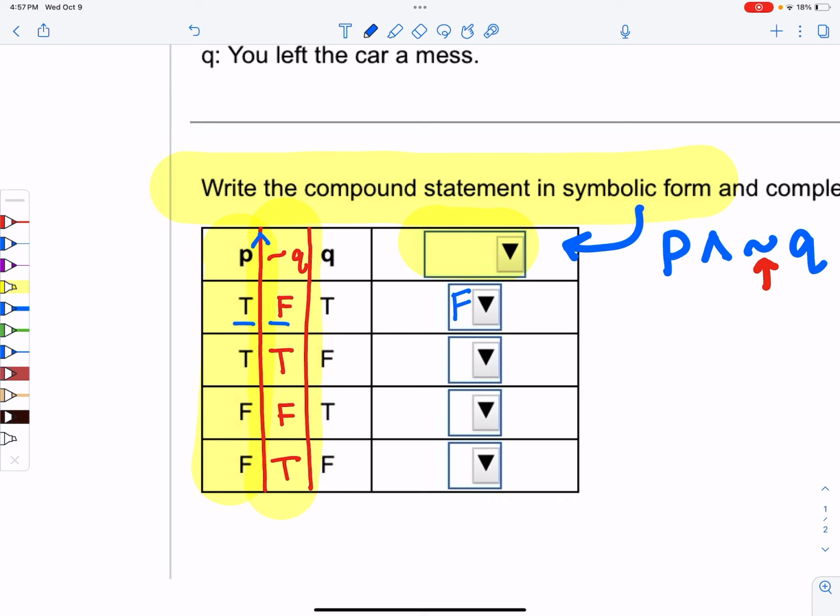For the second one, they are both true, so the conjunction will be true. For the third one, they're both false. For the fourth one, one is true, one is false, and the conjunction will be false as well.